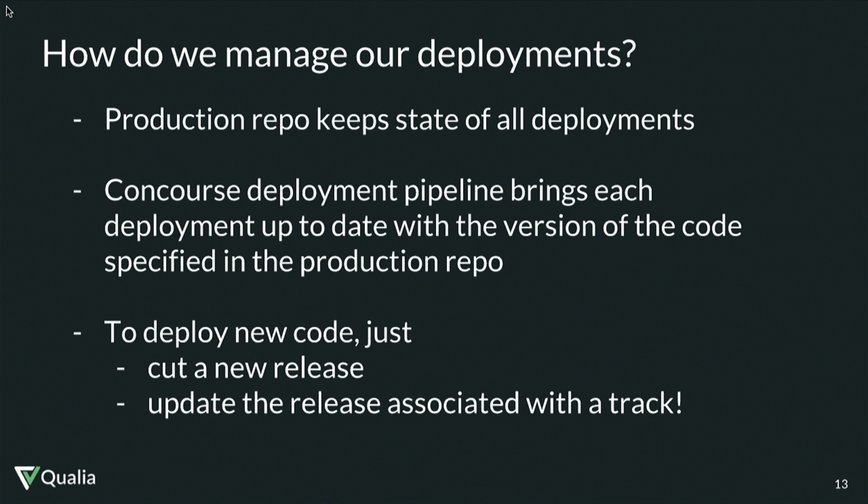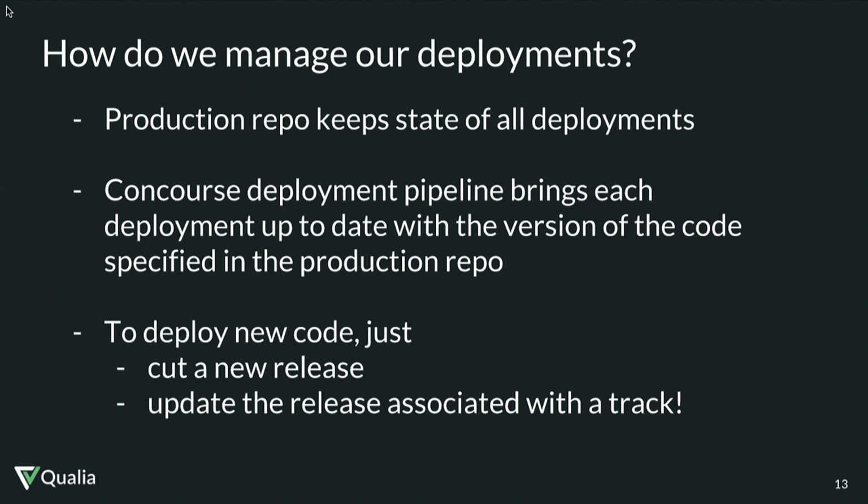So how do we manage all these deployments? How do we keep them all up to date with code and deploy new code to them? For this, we also have a very declarative way of saying how our infrastructure needs to look. We have a production repo that keeps the state of all of our deployments in a few very key files. We have one file that's a deployments file that just keeps a list of all of our deployed Meteor apps and associates with each one a deployment track, where a deployment track is just a grouping of deployments that all get deployed code at the same time.